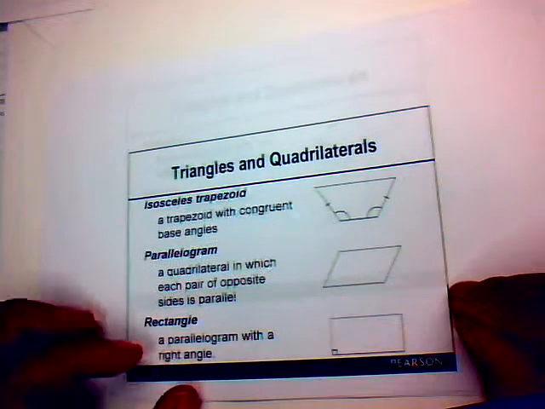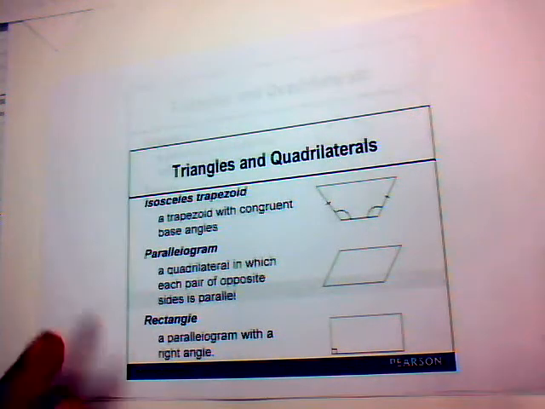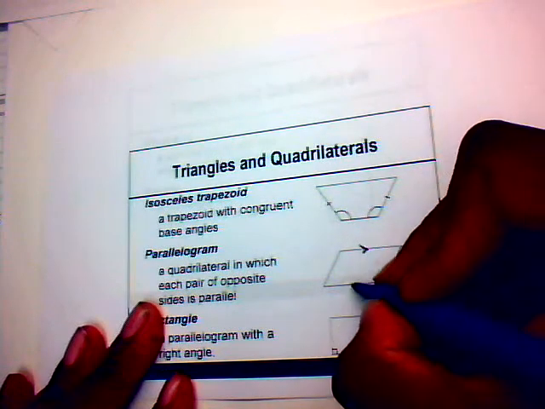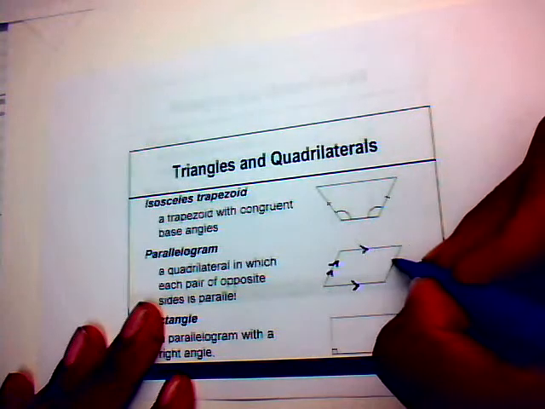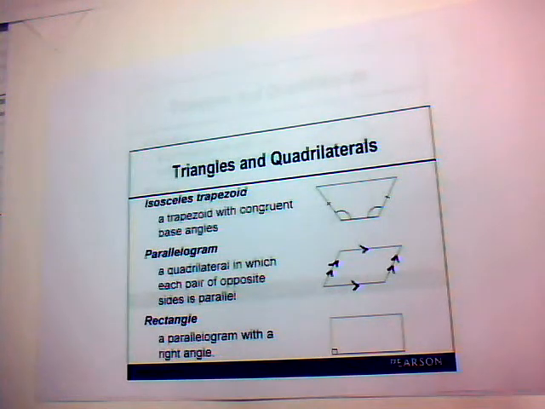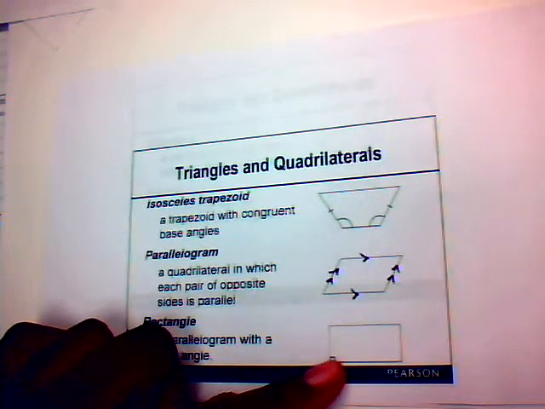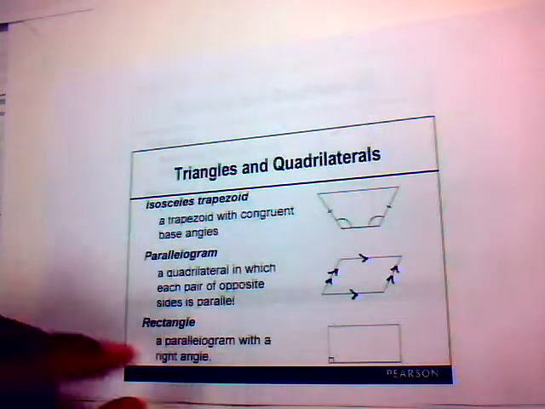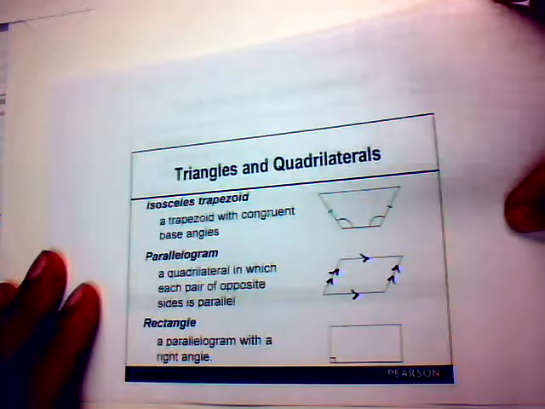In a parallelogram, each pair of opposite sides are parallel. In other words, these two sides are parallel, and also these two opposite sides are parallel. So that means we have a parallelogram. And a rectangle is a parallelogram with a right angle. So here, the rectangle has one right angle in it. So that means that it is a parallelogram, so we can consider that to be a rectangle.